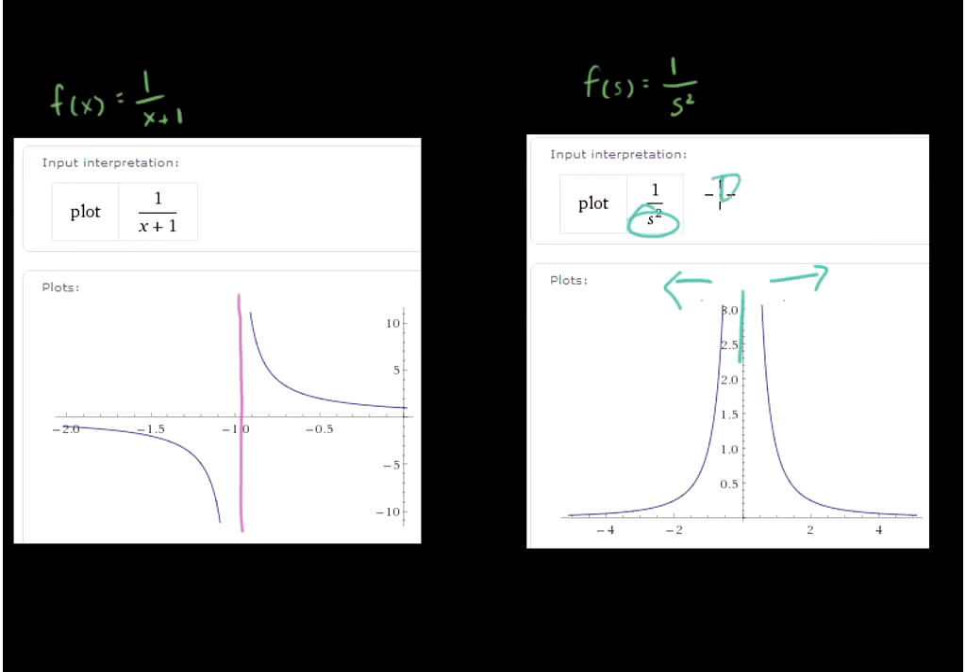So your domains are, where it's one-to-one would be negative infinity to 0, and then also you would have another domain that would be 0 to positive infinity.